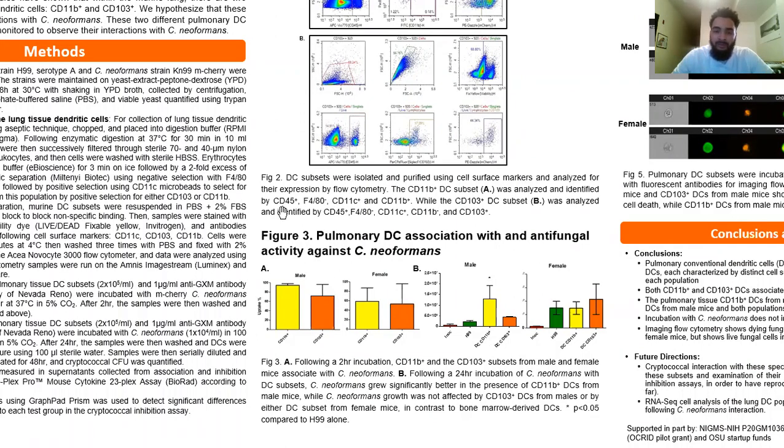Figure 3 shows the antifungal activity as well as the association of our dendritic cells with Cryptococcus neoformans. Figure A shows male and female mice and their uptake of Cryptococcus neoformans. Uptake means these cells are engulfing Cryptococcus neoformans and associating with the Cryptococcus inside of them. As you can see in figure A, both male and female are interacting pretty well with the fungal pathogen.